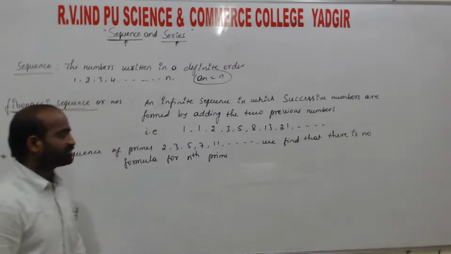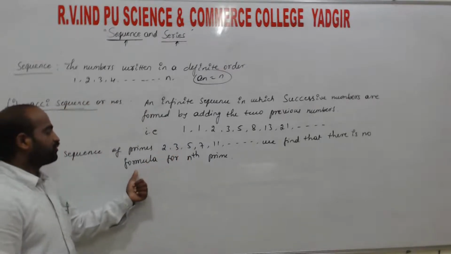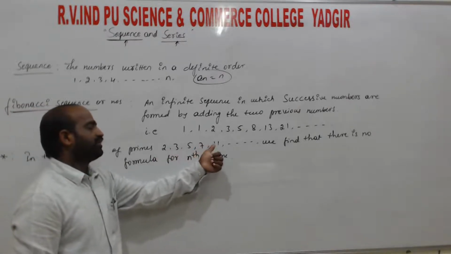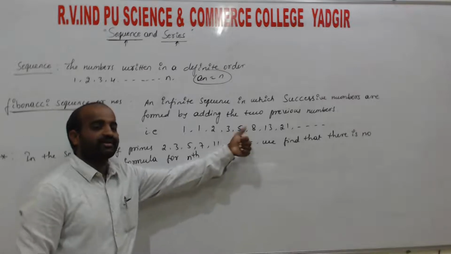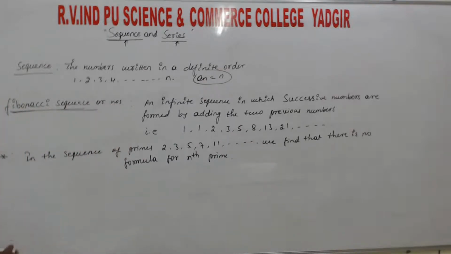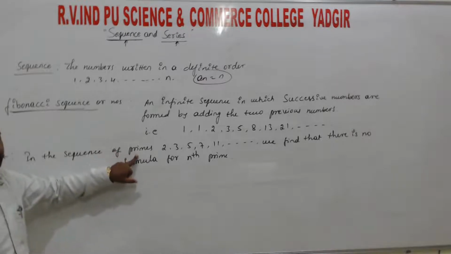Okay, these are the sequence, but there is no formula for the nth prime. 2, 3, 5, 7, 11, 13, next 17, next 23. Okay, these are the prime sequence.